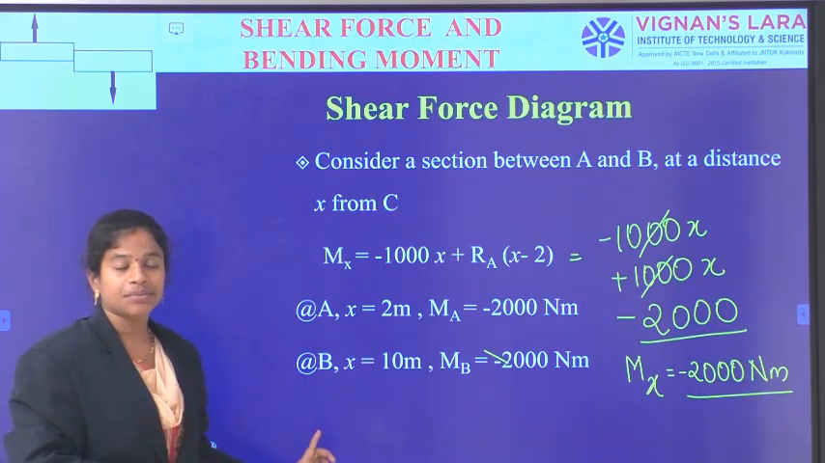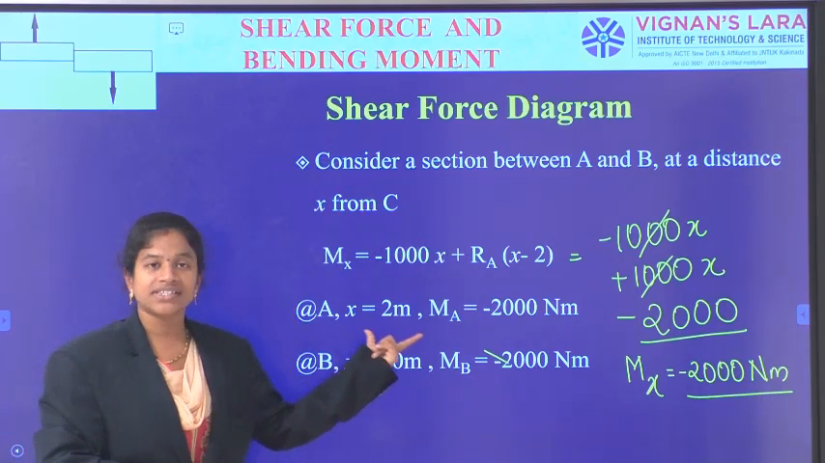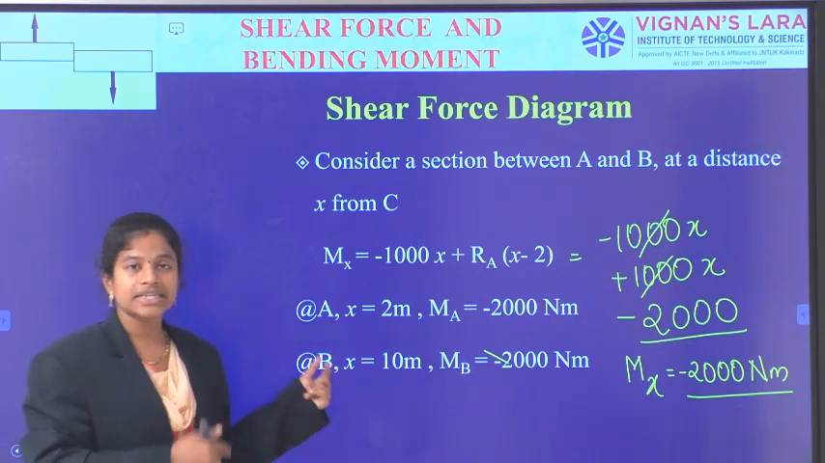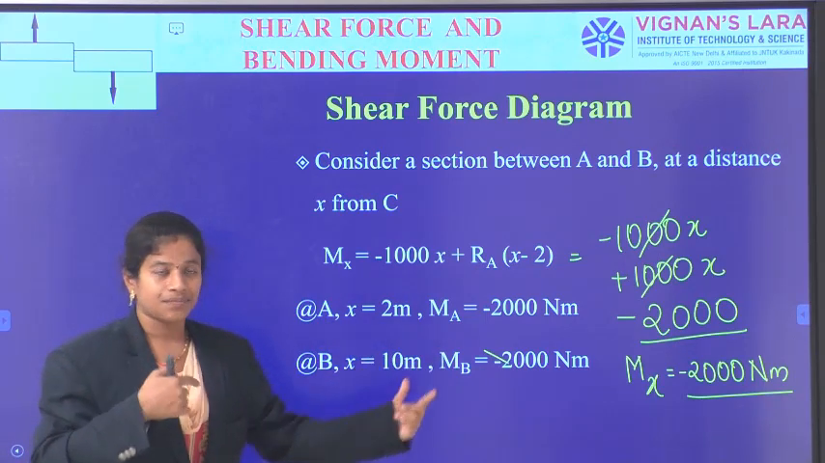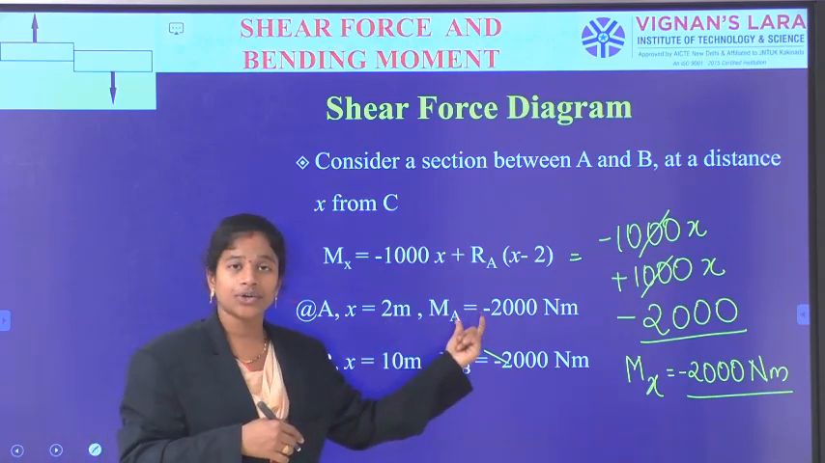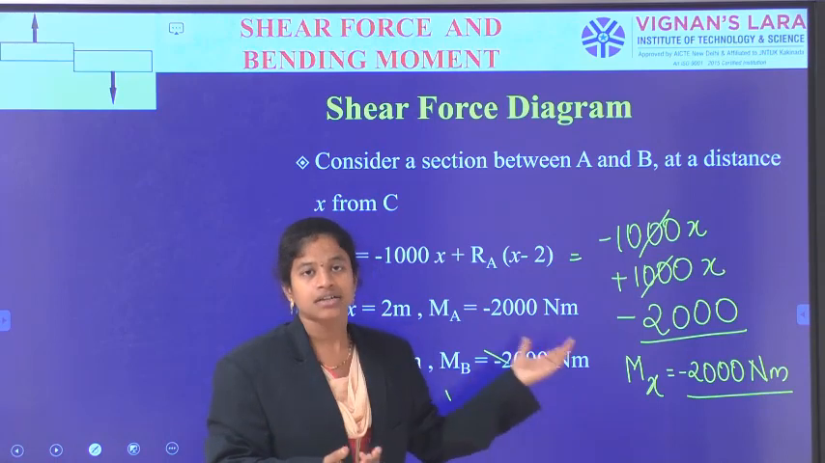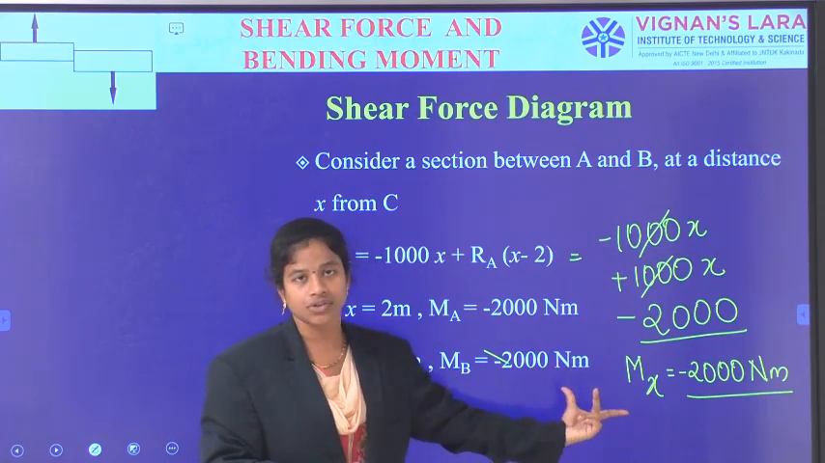At A and at B, what are the answers? At A, which is nothing but x is equal to 2 from C, measured from C. And B is 10 meters from C. Okay. And MA is equal to MB is equal to, it is a constant value. There is no substitution of x in this. So minus 2000 Newton meter, minus 2000 Newton meter.